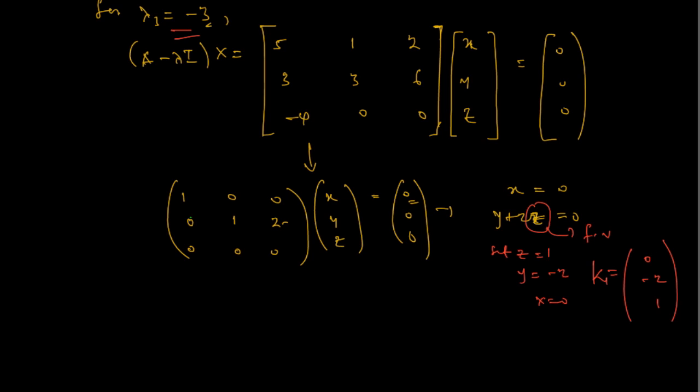Now to find the solution that corresponds to that, you could just simply rewrite it as x3 equals, let me call this k3 since we are calling it lambda 3. So x equals k3 e to the power lambda 3t, and that is 0, negative 2, 1, and e to the power lambda 3t is negative 3t. So this is the first solution we have gotten here.